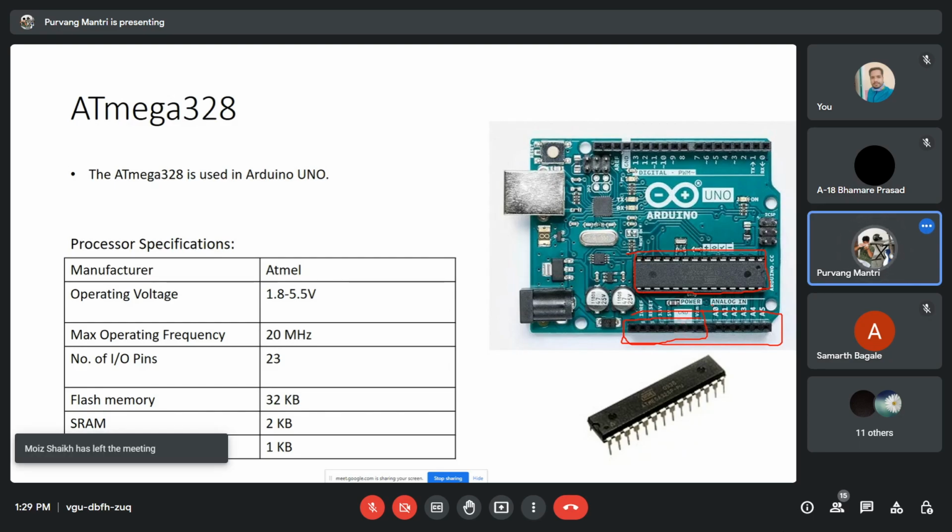Then this analog in, these are A0 to A5. These are all analog input pins. The voltage values go in here. They register the analog signals.